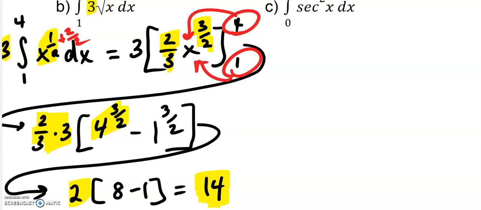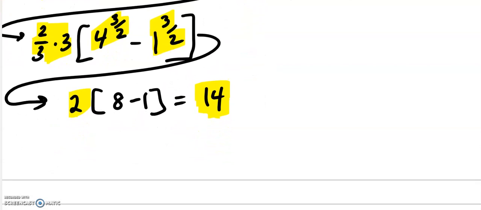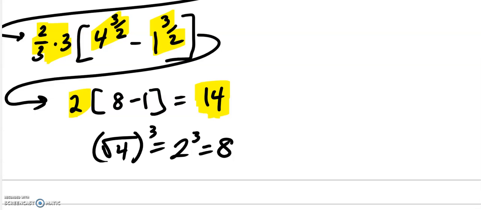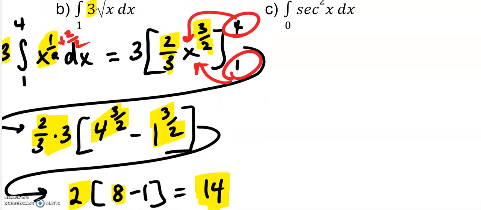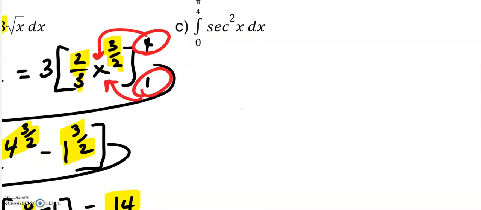And that's where 4 to the 3/2 minus 1 to the 3/2 comes from. And then 4 to the 3/2 is kind of tricky, but it's the square root of 4 to the third, and so that'd be 2 to the third, and that's where this 8 comes from right here. So then 8 minus 1 is 7 times 2, and we get 14. Okay, so a lot of algebra in there. You can see that finding the antiderivative, the integral, is not too difficult.